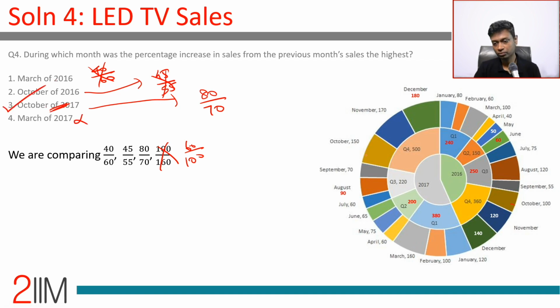That's the right answer. March of 2017 is also an increase. It's an increase of 60 on a base of 100, 60 by 100, which is less than 1. In this case, it has more than doubled. In all of these cases, it has not doubled. So October of 2017 has seen the sharpest percentage increase among these 4 months. We don't have to check the others because it is more than 100%. So choice 3.